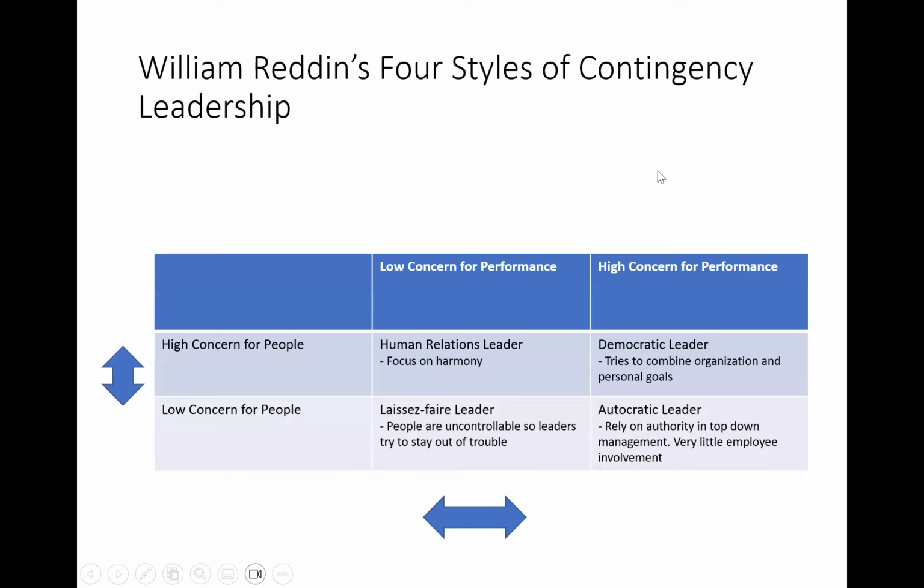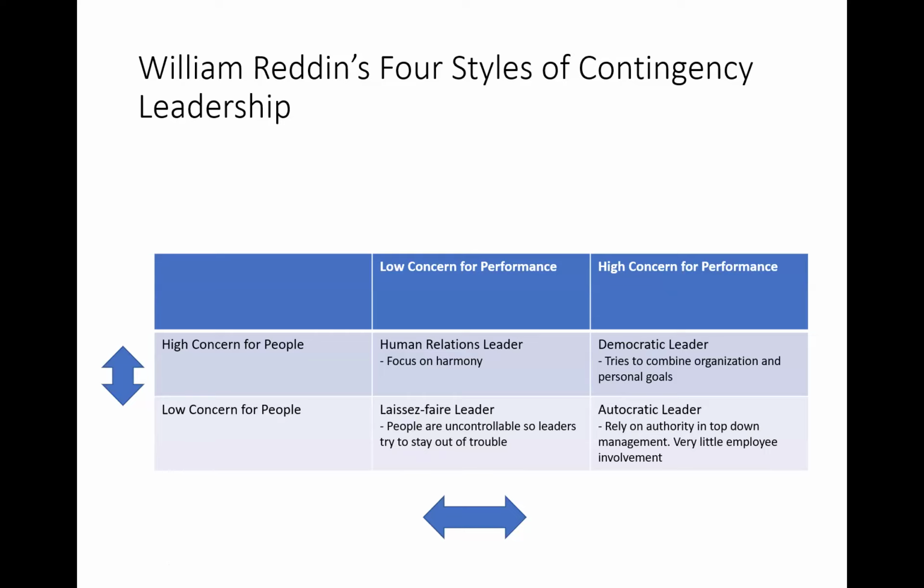Where this contingency situational leadership really is, I think, expressed very well is by William Redding and his 4 different styles of contingency-based leadership. So according to Redding, there are these 4 different styles of contingency-based leadership, again, based upon that old dichotomy first presented by Ohio State and Michigan. So you've got concern for people versus concern for productivity and performance.